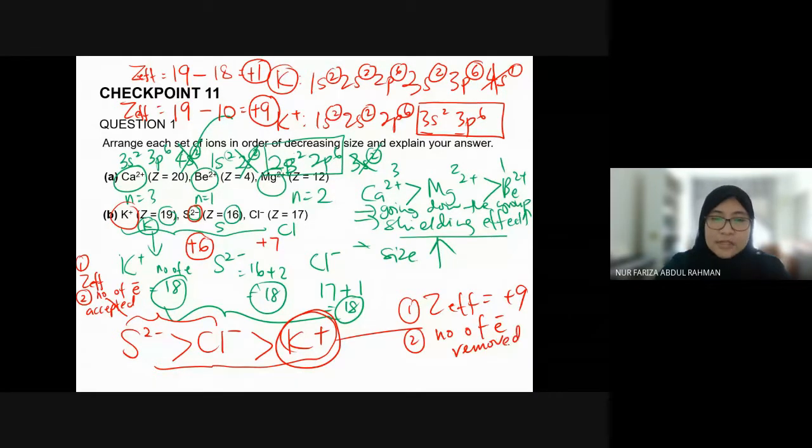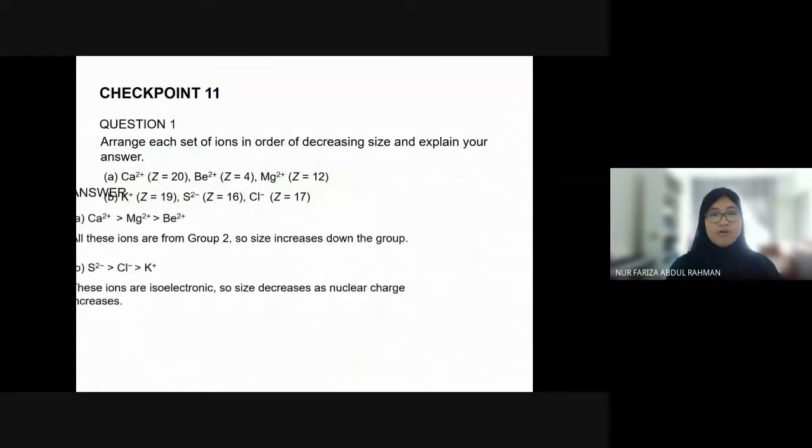Less electron means less shielding effect. Less shielding effect means stronger attraction. Stronger attraction causes the size to become smaller. Okay, get the logic first. Dapatkan logic tu. The rest tu you pandailah karang. Okay, so ni jawapan dia.